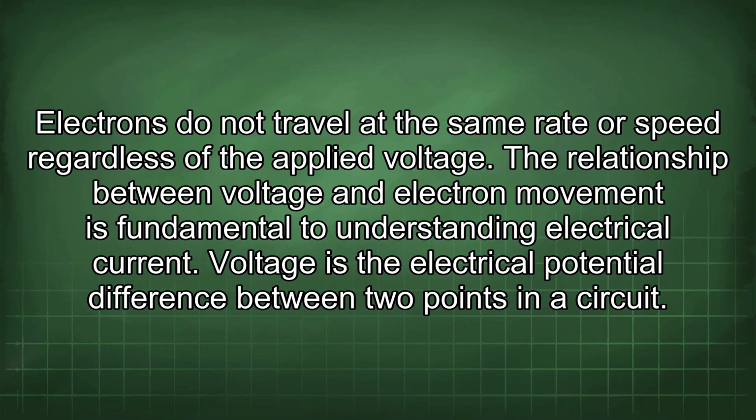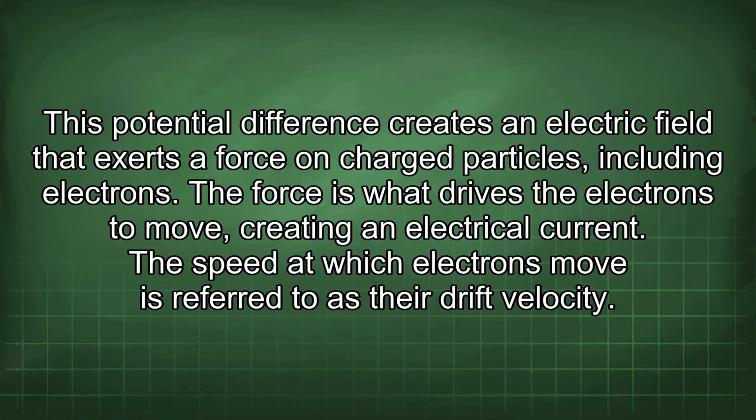Electrons do not travel at the same rate or speed regardless of the applied voltage. The relationship between voltage and electron movement is fundamental to understanding electrical current. Voltage is the electrical potential difference between 2 points in a circuit. This potential difference creates an electric field that exerts a force on charged particles, including electrons. The force is what drives the electrons to move, creating an electrical current.